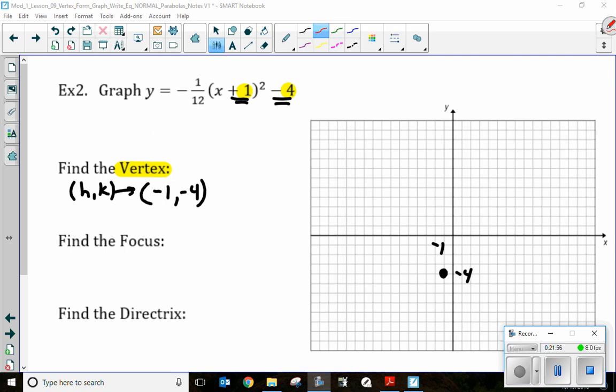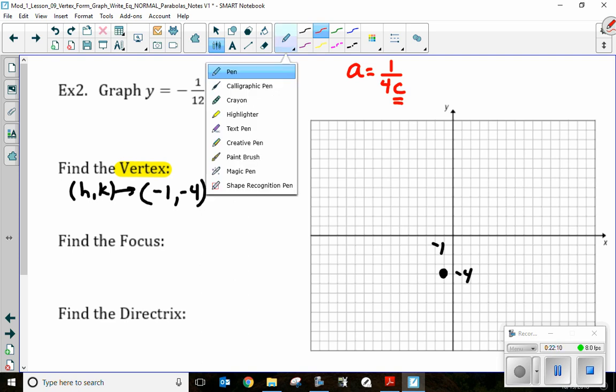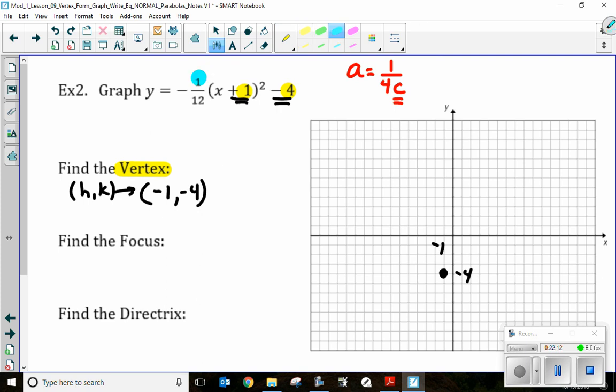Oh, man. A equals 1/4C. That is so huge. And this C value is going to help us figure out where our focus is. So let's try and solve for C. Boom. Here's my A value. It's negative. And that's cool. That's fine. There's nothing wrong with that.